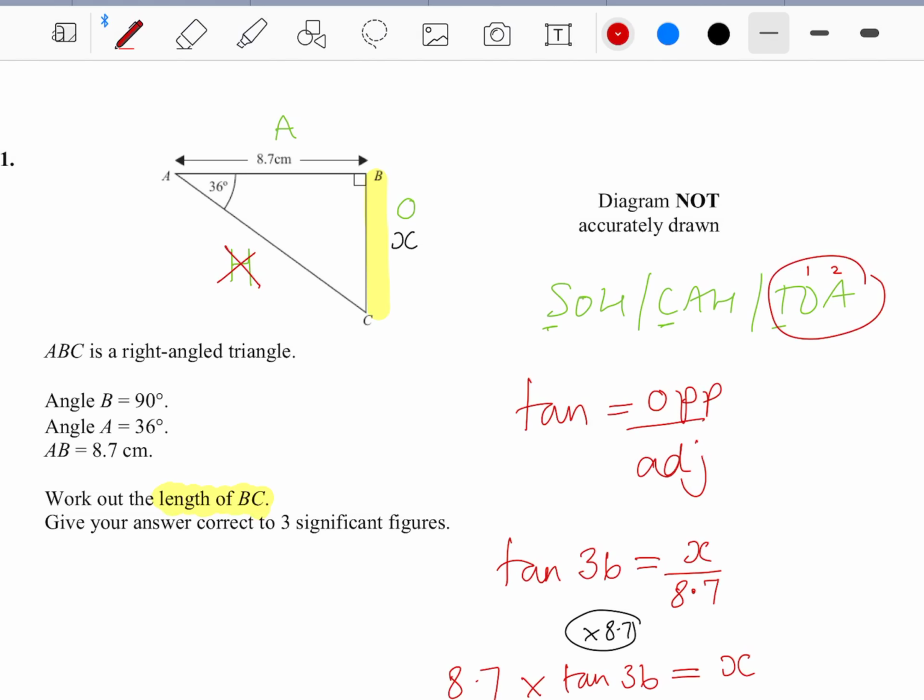So on my calculator, 8.7 multiply tan 36, and I get an answer of 6.32. It says 3 significant figures, and that's exactly what I've got, 6.32. I ignored all the other digits. So in this one, we were finding the length of a side. Fast forward to the fourth question if you're looking for an angle, because the next three are going to be similar to this one.